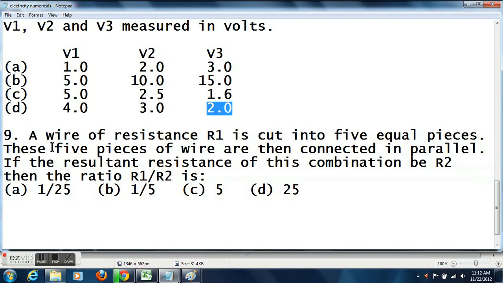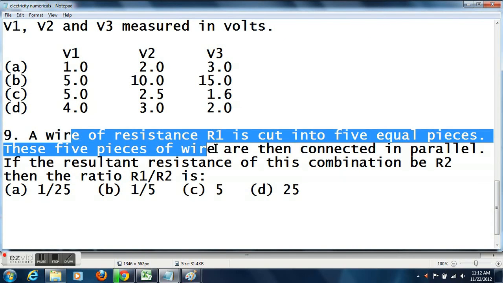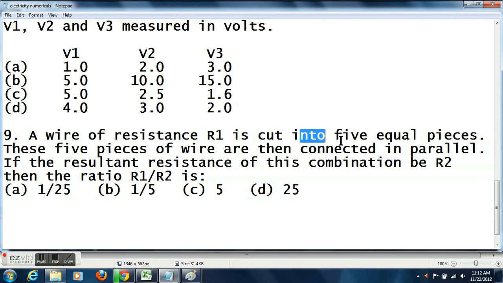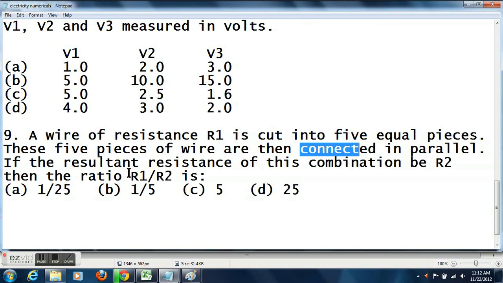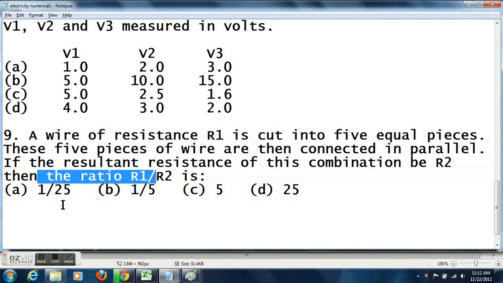Question number 9. A wire of resistance R1 is cut into 5 equal pieces. These 5 pieces of wire are then connected in parallel. If the resultant resistance of this combination is R2, then the ratio of R1 to R2 is: 1 upon 25, 1 upon 5, 5, or 25. Which one is correct? A or B or C or D?